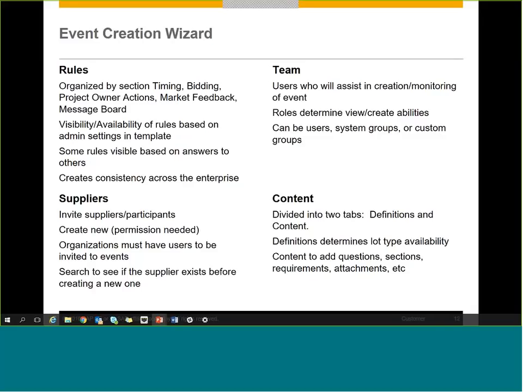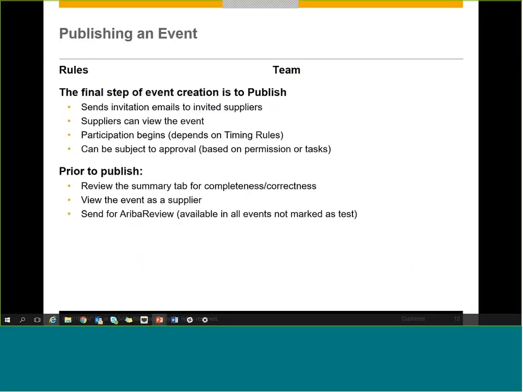Okay, so after we make it through the event creation wizard, the last step is the summary tab, and that's to publish an event. The final step of event creation is to publish. It sends the invitation email to the invited suppliers. As soon as you click on that publish button, suppliers can then view the event, and they receive their invitations. Participation begins at this point as well, depending on the timing rules.